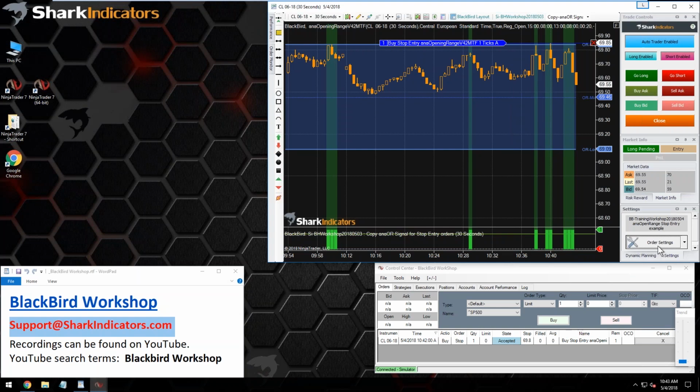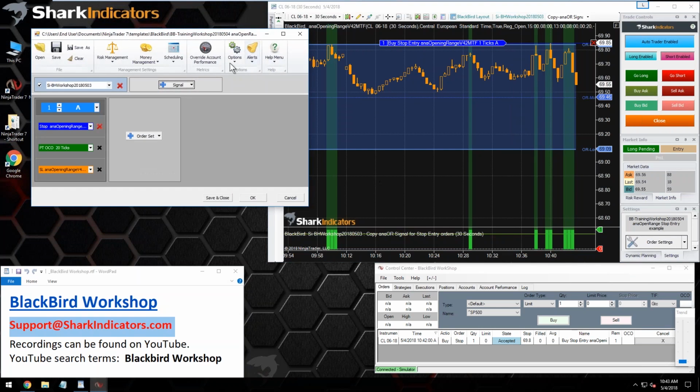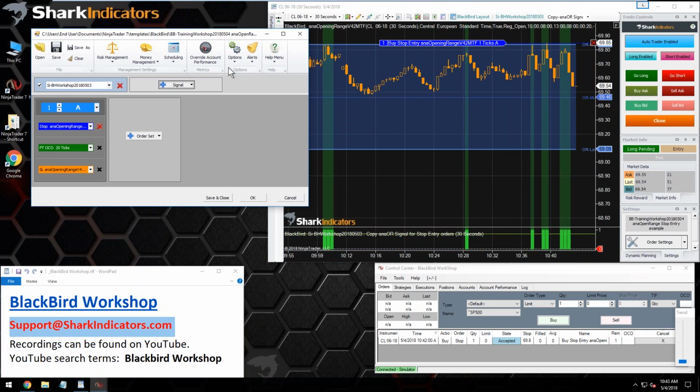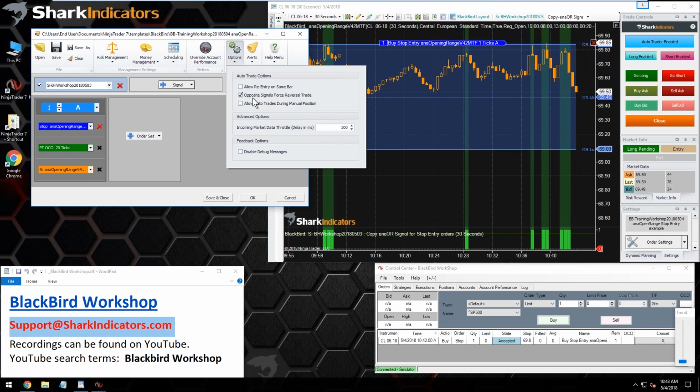And there's an option here that needs to be turned on for BlackBird. So in the options, this opposite signal forces reversal trade. So there you go. That needs to be on. So that way, right, a short signal will reverse the trade here, right?